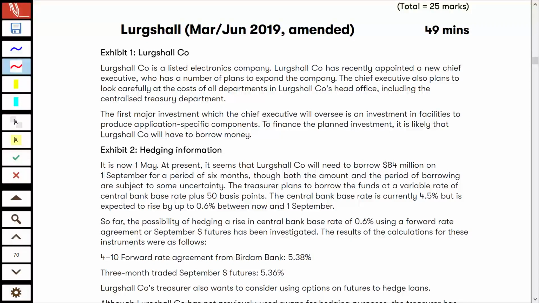One of the key issues with interest rate hedging is making sure that you understand the timing and the nature of the underlying transaction that needs to be hedged. A timeline can be useful here. So in this example, we are now at the 1st of May, and we need to borrow 84 million on the 1st of September for a period of 6 months.